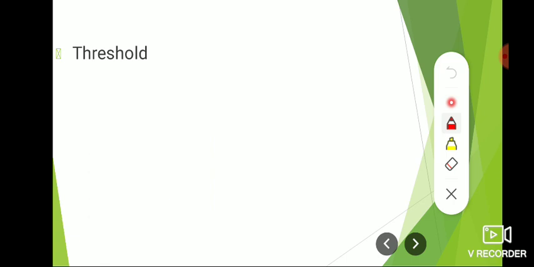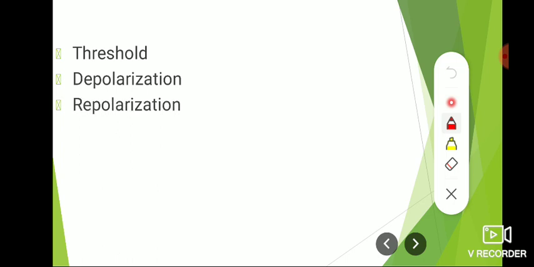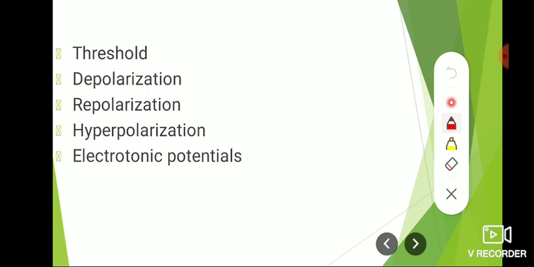First is the threshold. We should know what is the threshold of an action potential, and what is meant by depolarization, repolarization, hyperpolarization, electrotonic potentials, and lastly the refractory period. So these are the 6 components of the action potential. Let's understand them one after the other.